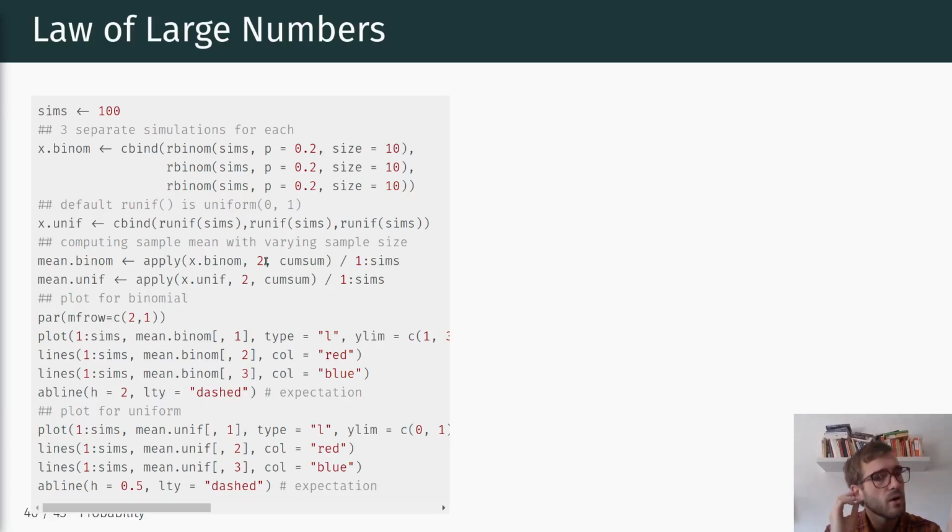And we're going to observe how, by increasing the sample size and by increasing the number of simulations that we're including in our average, we're approaching this true population mean. The true population mean for the binomial is, of course, this 0.2 times 10, so that's basically on average seeing two heads, and for the random, this is the uniform distribution between 0 and 1, so that's 0.5 essentially.